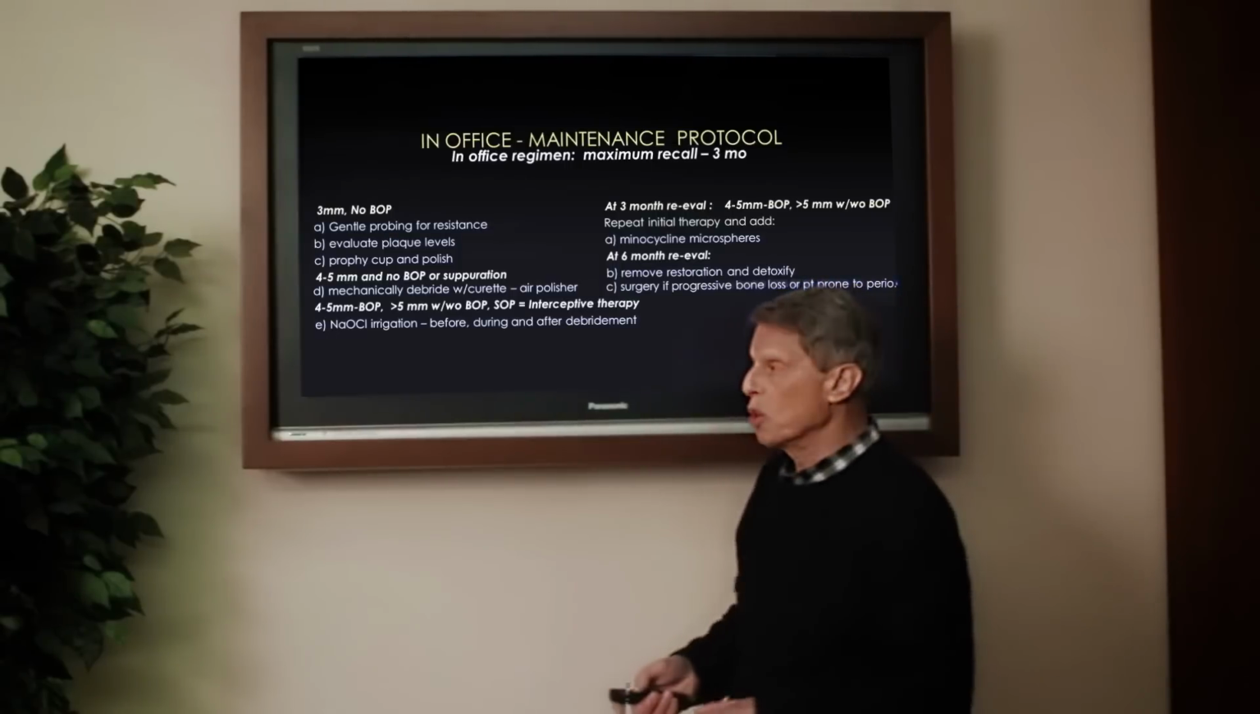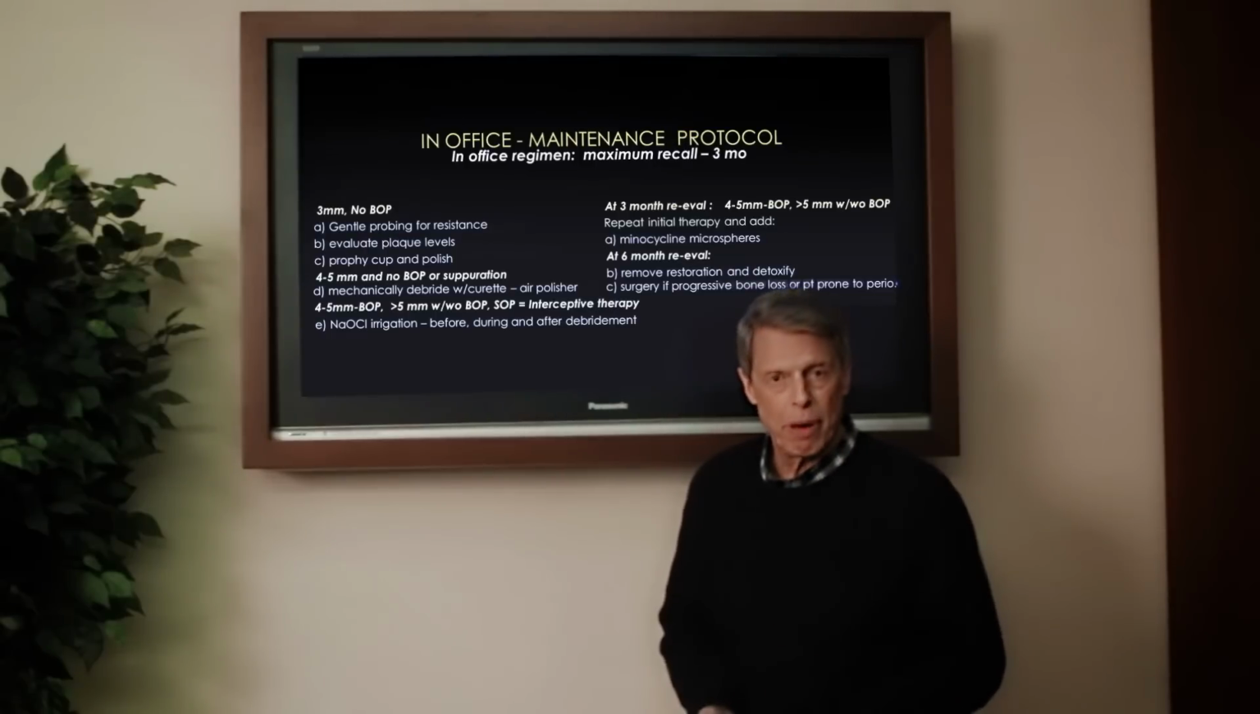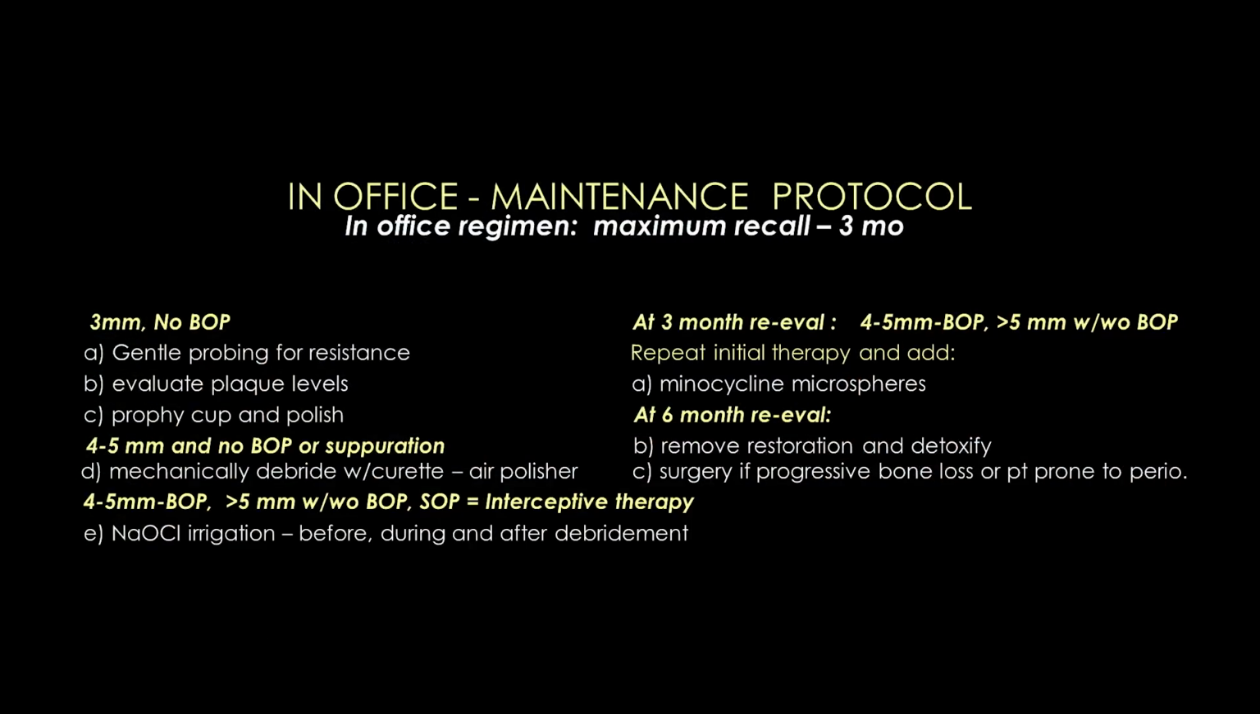So this is the in-office protocol that we're going to follow for the management of peri-implant mucositis. In-office regimen, maximum recall, 3 months. As I said, with 3 millimeters and no bleeding upon probing, gentle probing for resistance, evaluate plaque levels, prophy cup and polish. When you get to 4 to 5 millimeters without bleeding upon probing or suppuration, same thing, just continue to mechanically debride with a curette. You can use an air polisher if you so choose to, but when you get to 4 to 5 millimeters with bleeding upon probing, or greater than 5 millimeters with or without bleeding upon probing, what we're going to use is our mechanical therapy, and then we're also going to add our chemical therapy, which is the sodium hypochlorite irrigation.